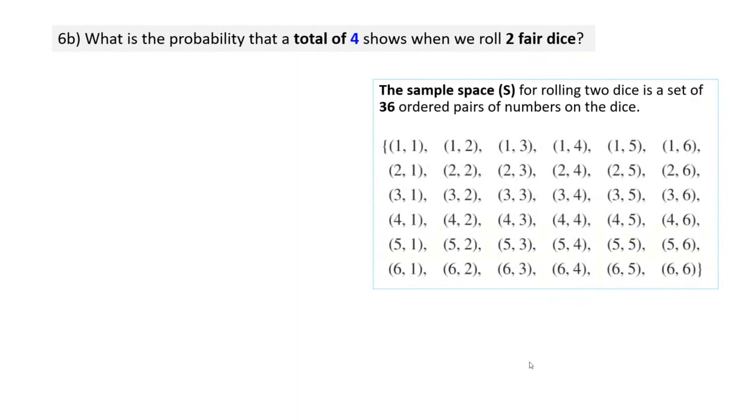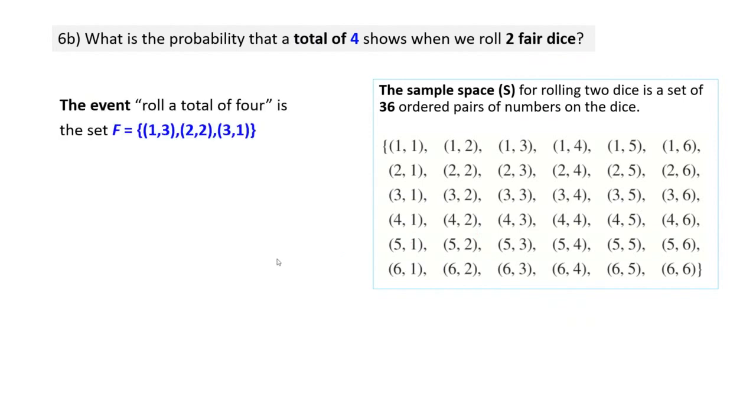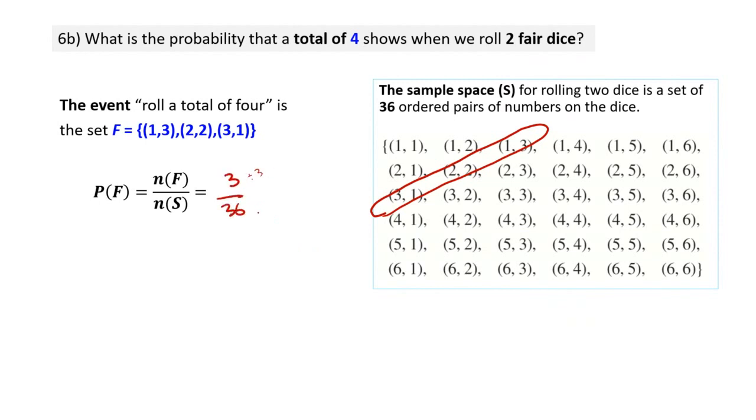What is the probability that a total of 4 shows when we roll 2 fair dice? The number of outcomes in the sample space is 36. The total is 4 on this diagonal. We have 3 outcomes. So the number of outcomes in the event divided by the number of outcomes in the sample space is 3/36, or you can divide the numerator and denominator by 3 and simplify to 1/12.